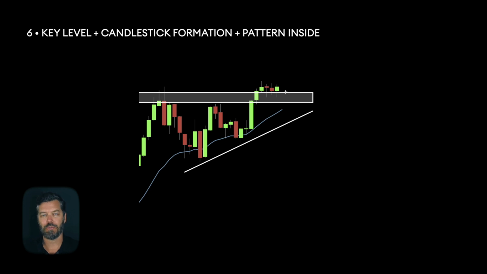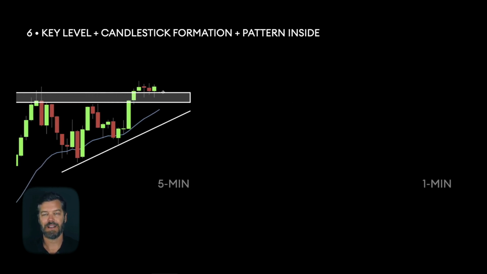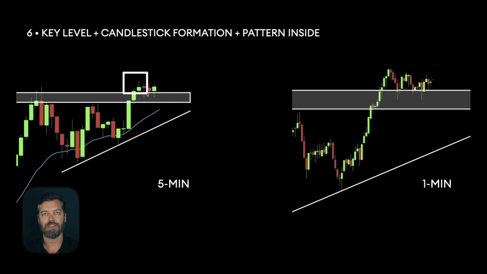Step 3. Look inside the candlestick for a pattern. Now comes the crucial part. You zoom into a lower time frame to see if any price action patterns, like triangles, wedges, or channels, are forming inside this area. For example, you might find a descending triangle forming within the candlestick pattern, right at the key level. This nested pattern gives you additional confirmation that a trend change may be about to occur.